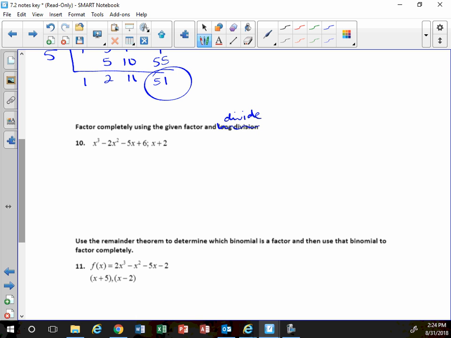All right, guys, so what goes outside of the little box? -2.